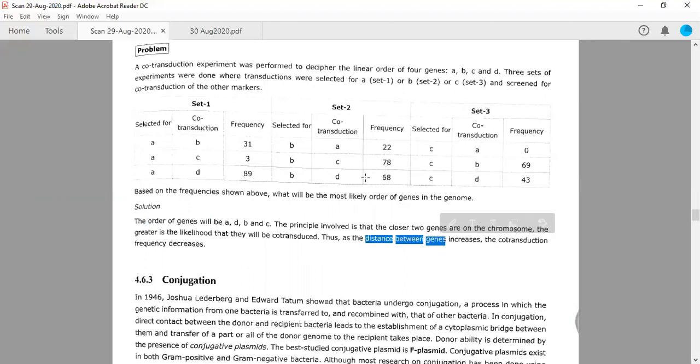For example, here A and C have the maximal distance, so they have frequency 0 to 3. You can note these types of data by counting the number of cells and the phenotype you are able to observe. Each time you will get variations, but overall, depending upon your data, you will find this gene order: A, D, B, and C. Right?